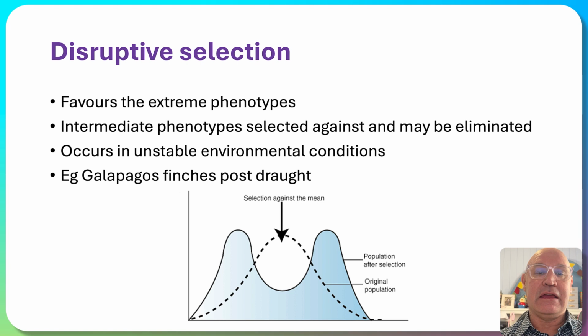So we see a disruptive selection that favours the extremes because they occupy different niches. We have intermediate phenotypes that get selected against. So these intermediate ones, the ones in the middle, get selected against. And we have selection of the extremes. This occurs when we've got unstable environments. This occurs when they occupy slightly different niches. So that's an example of disruptive selection.